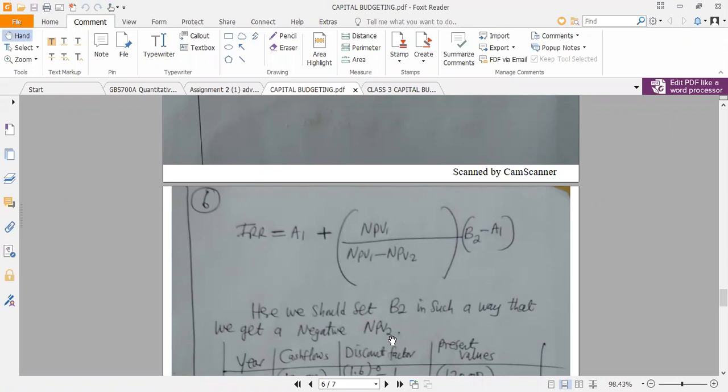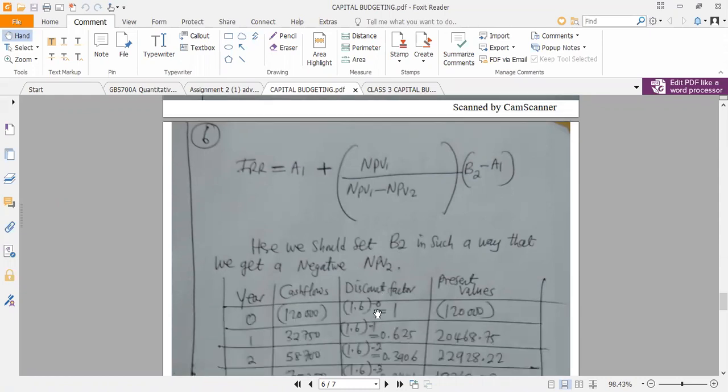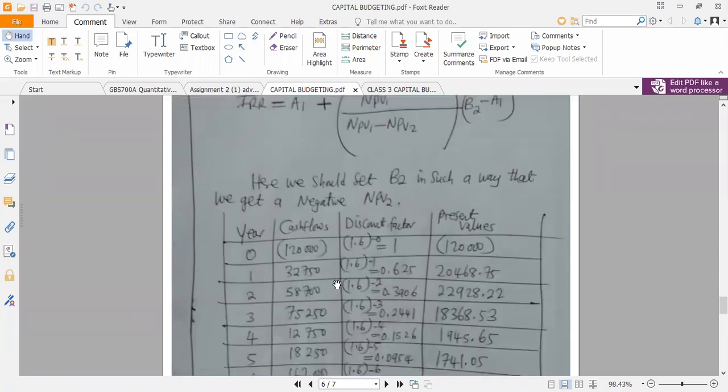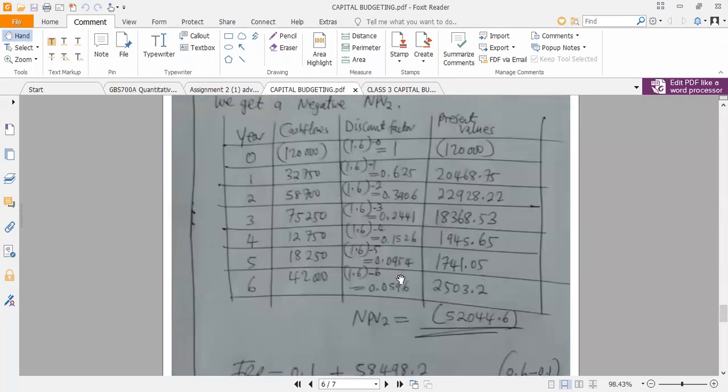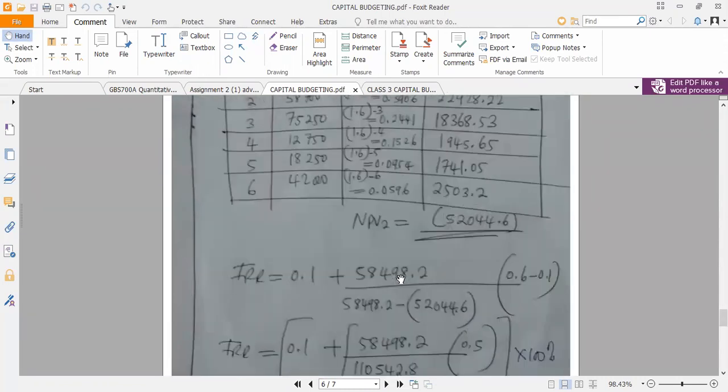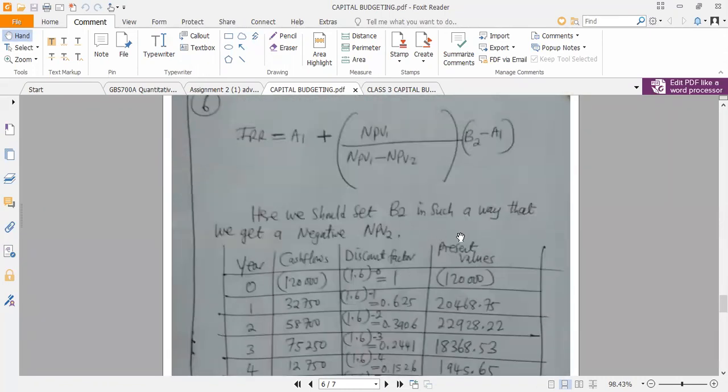The higher the rate, the smaller the NPV. That's the relationship between the interest rate and the net present value. The higher the interest rate, the smaller the NPV. So in this case, we need to find the NPV2 to be negative. So here we set our rate 2 at 60%.